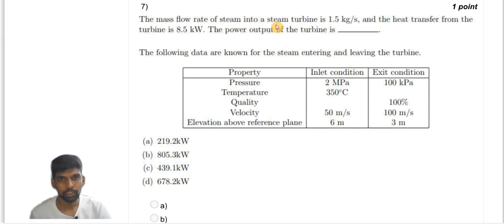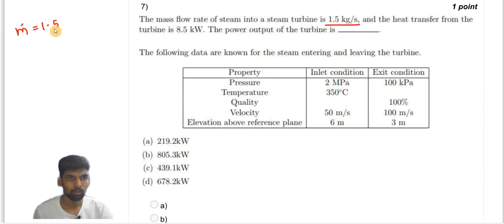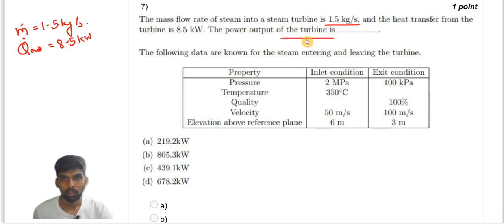Mass flow rate of steam into the steam turbine is 1.5 kg per second. Okay, mass flow rate they have given as 1.5 kg per second. Also the heat transfer from the turbine, that is Q dot out, is 8.5 kilowatt. Power output of the turbine, that is W dot out, they are asking, and all these values they have given.